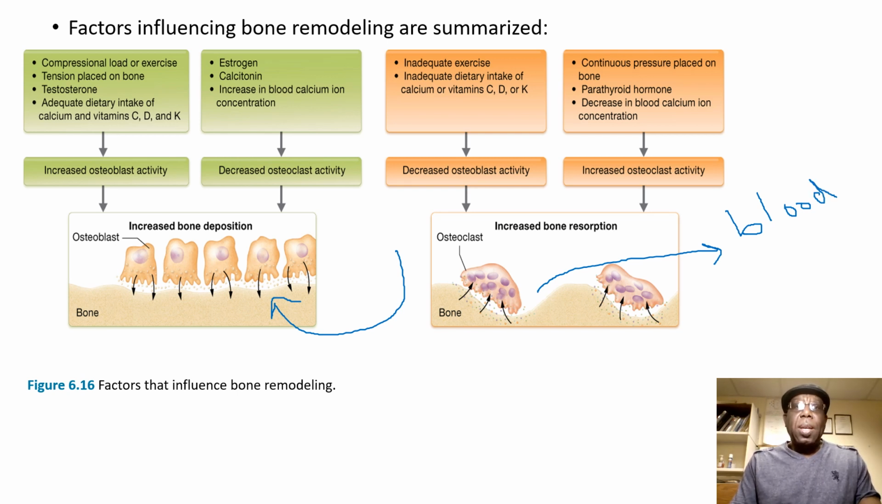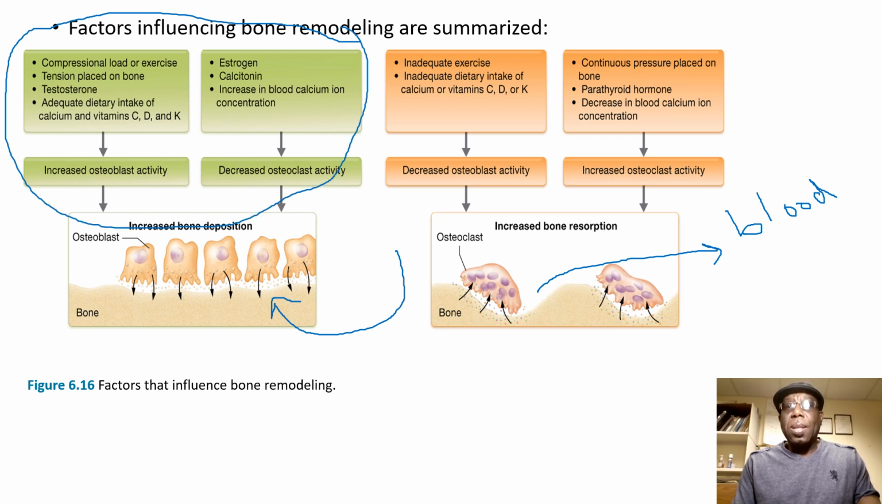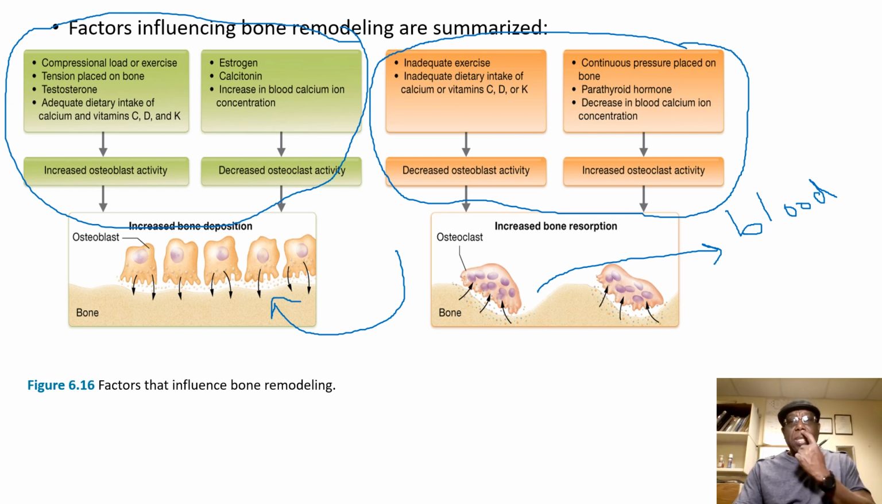So if you look at the green boxes, they explain what's happening as far as calcitonin's work, and if you look at the orange box, it's explaining what's happening in terms of PTH as it relates to the two different cells here.